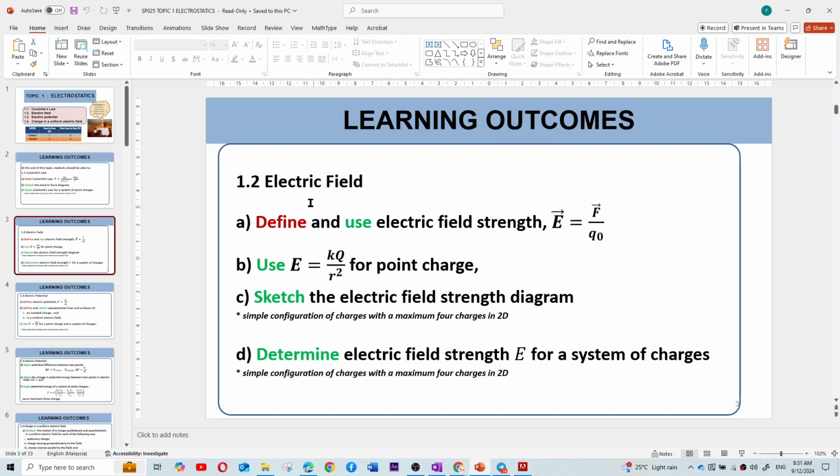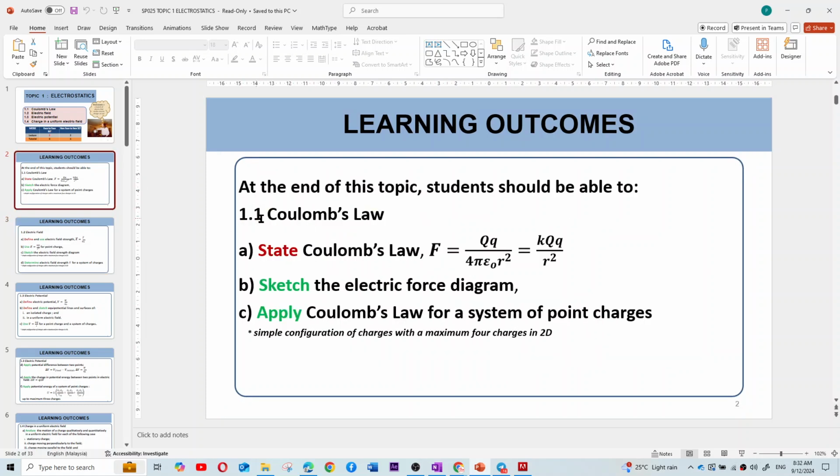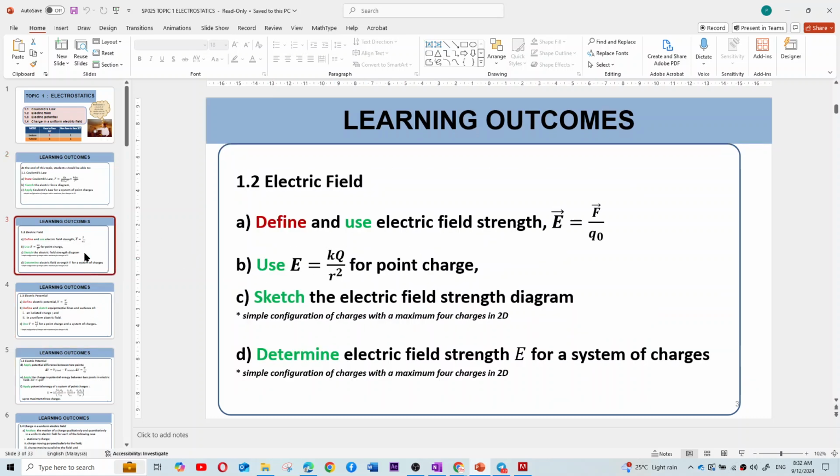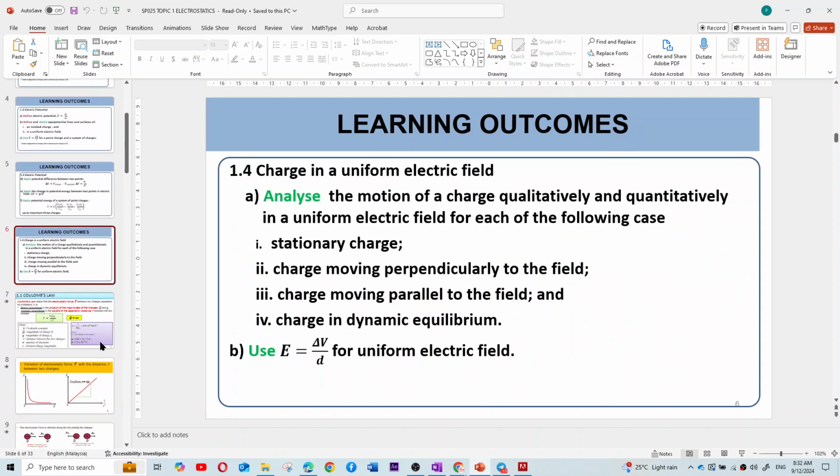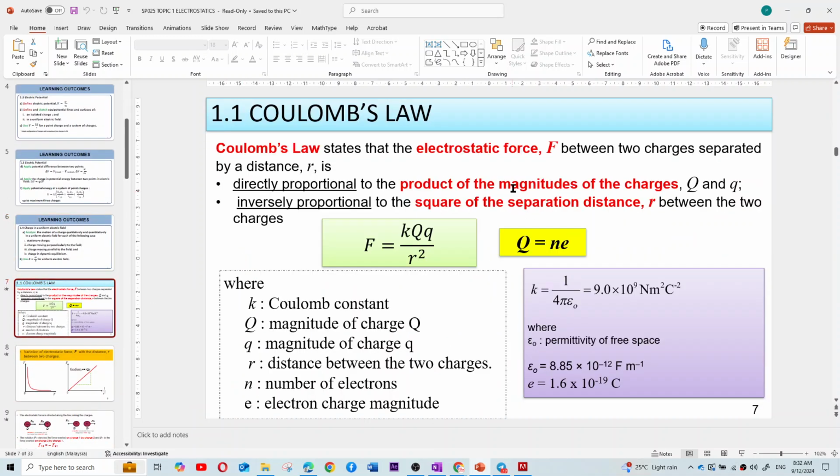Today we are not going to get into electric field. Today we only learn about Coulomb's law, and we try to solve some problems under this subtopic.